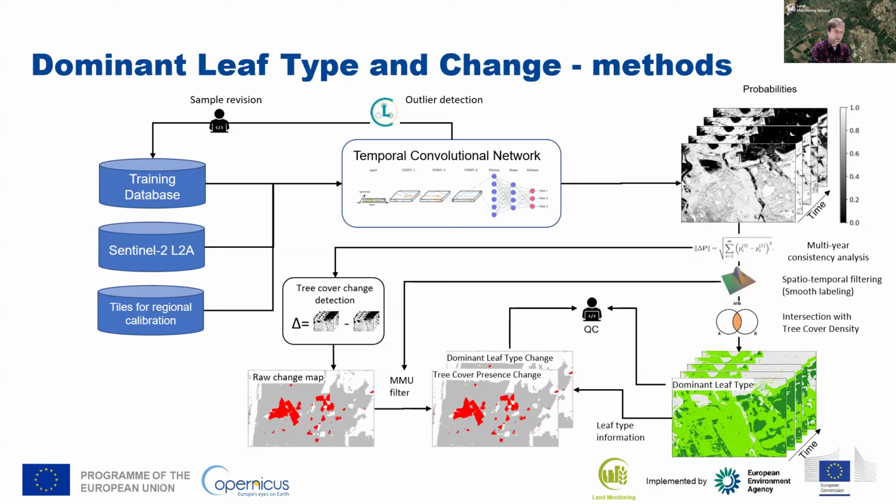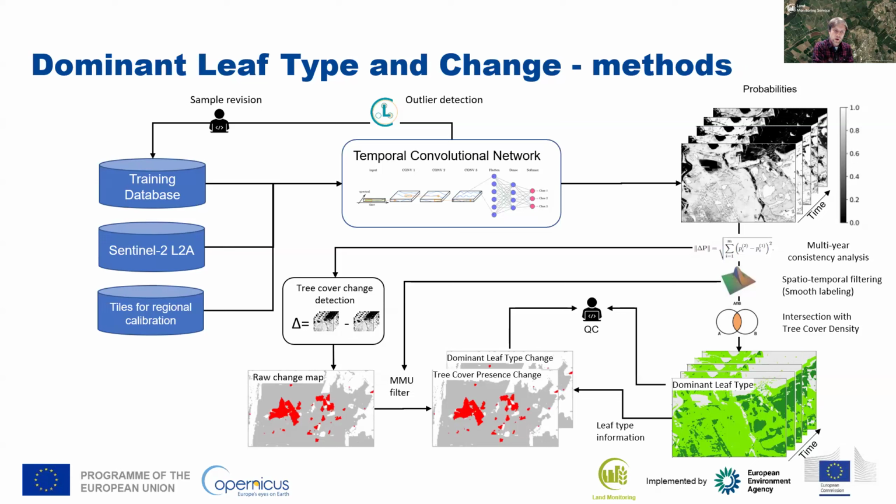Once the model is trained, we get as a result probabilities for the different leaf types: crop, herbaceous, tree crops, and the background class. These models are trained on several regional levels, so we use different models to account for the characteristics of different areas in Europe.